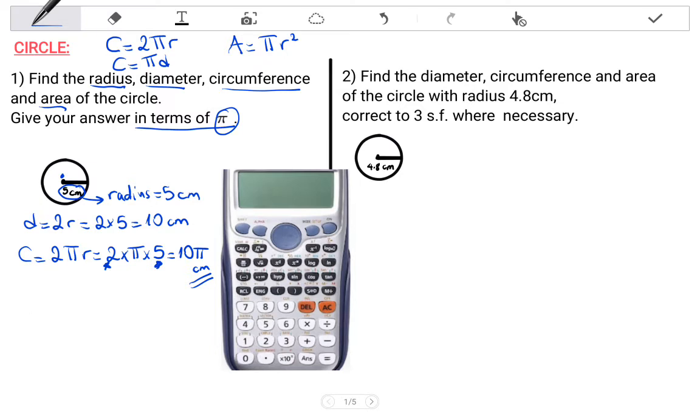What is area? Area is pi r squared, and instead of r, I am writing 5. So 5 squared is 25, and write pi next to it. 25 pi is the area. 25 pi centimeters squared.